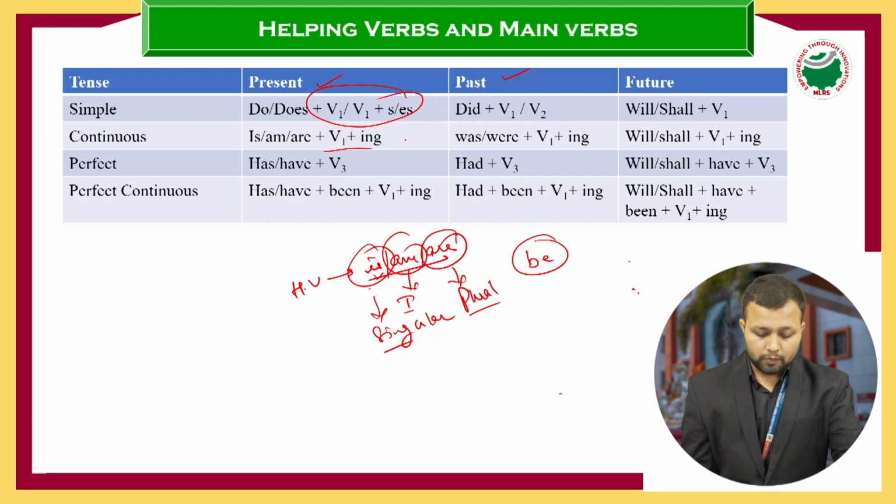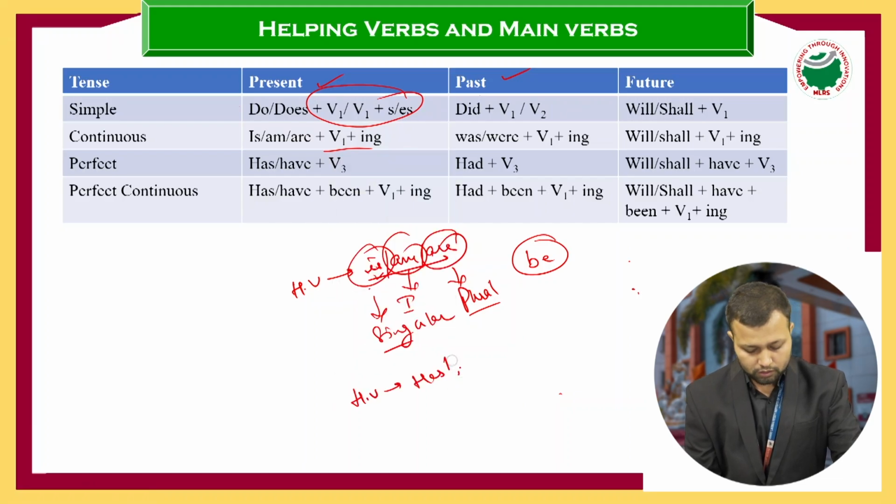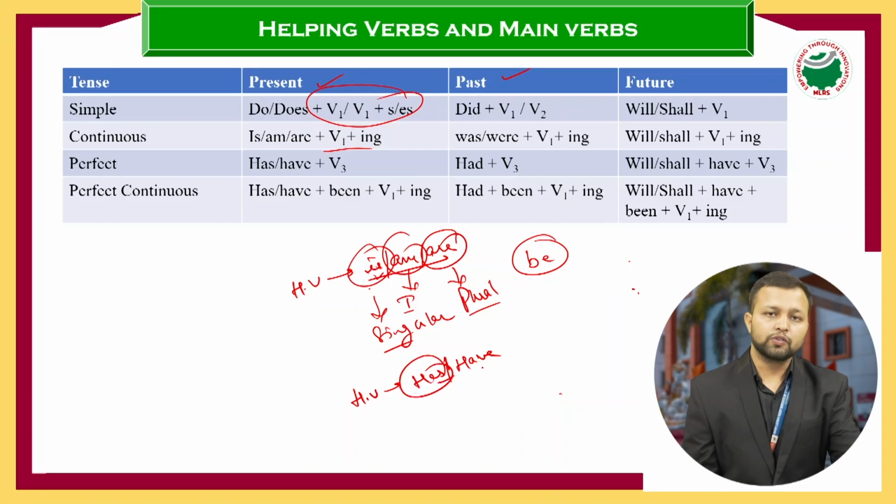In case of main verb, only V1 plus ing will be used. Moving on to perfect tense, the helping verb is has or have. Has, as there is an s, will be used with a singular subject. Have, as there is no s, will be used with a plural subject.